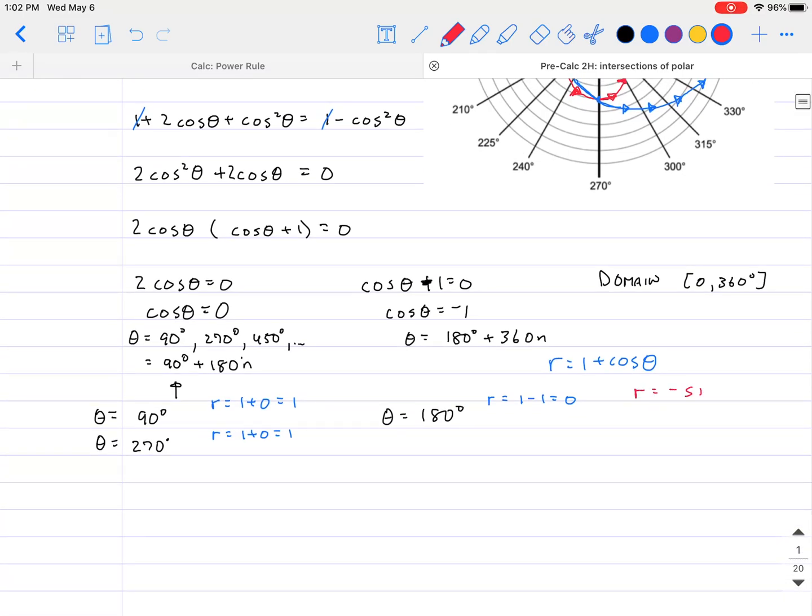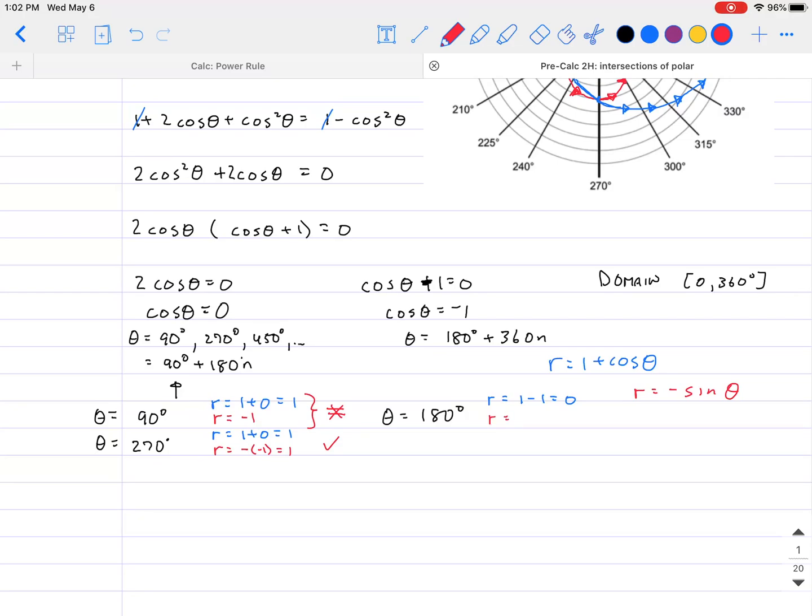Whereas for the other equation, we'll do exactly the same thing. We'll denote that as red. We said r is equal to negative sine theta. So when theta is equal to 90, we get r is equal to -1. You can see how these two right here do not match, so that means that's not going to be a solution. For the second part, when I plug in theta equal to 270 into negative sine of theta, we get negative of -1, which is equal to 1. So that one's okay.